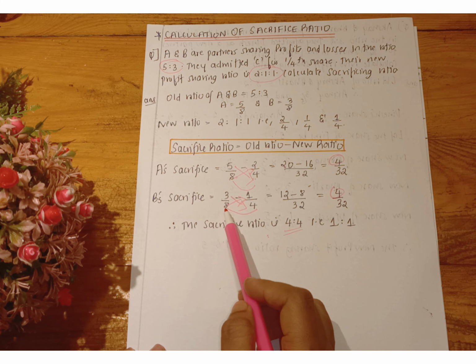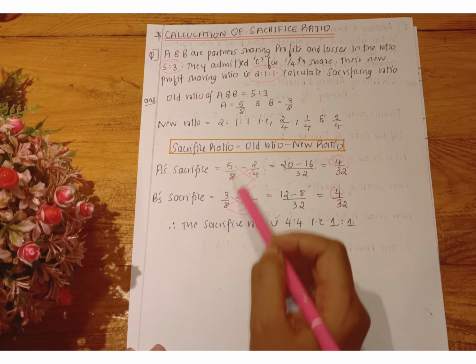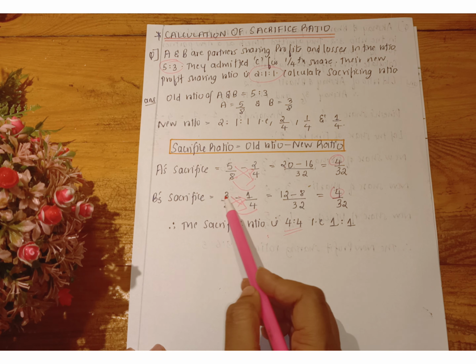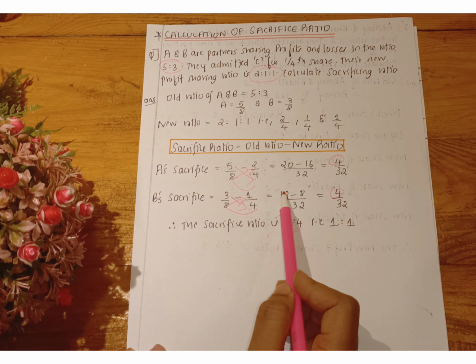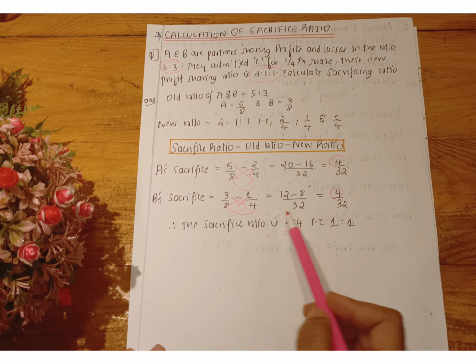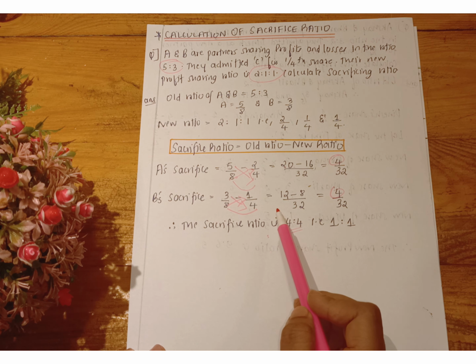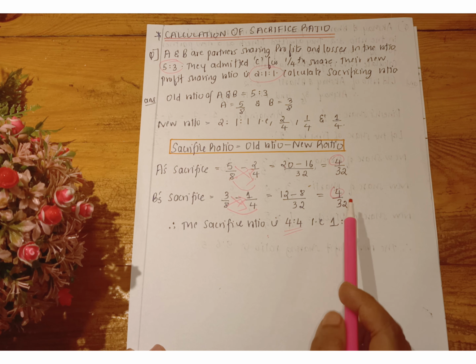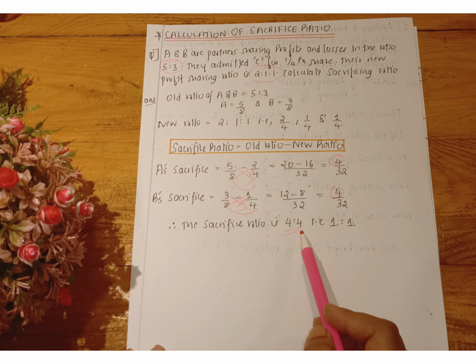Similarly for B, the old ratio of B is 3/8 minus the new ratio of B, which is 1/4. Again multiply from this side. 3 4s are 12 minus 8 1s are 8. Divide by 8 4s are 32. So 12 minus 8 will be 4/32. And hence the sacrificing ratio is 4:4.